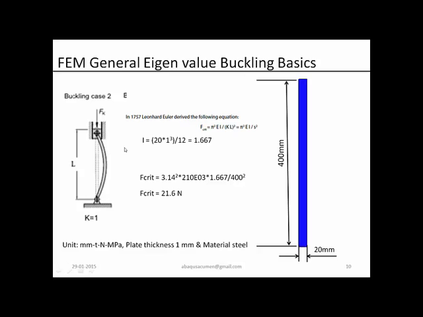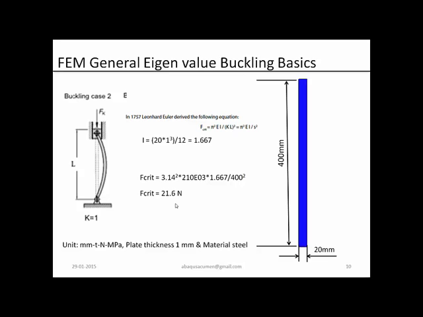So let's calculate what the Euler formula gives us as a critical load. First we'll calculate the area moment of inertia I, which is W into T cubed by 12. So 20 into 1 cubed by 12, you will get 1.667 millimeter raised to 4 as the moment of inertia. You put in all the values: pi squared, Young's modulus of steel, which is 210 e raised to 03 MPa, into I, divided by the effective length. Since it is a pin condition, the effective length factor will be 1, so 400 squared, and you get a critical buckling load of 21.6 Newton.